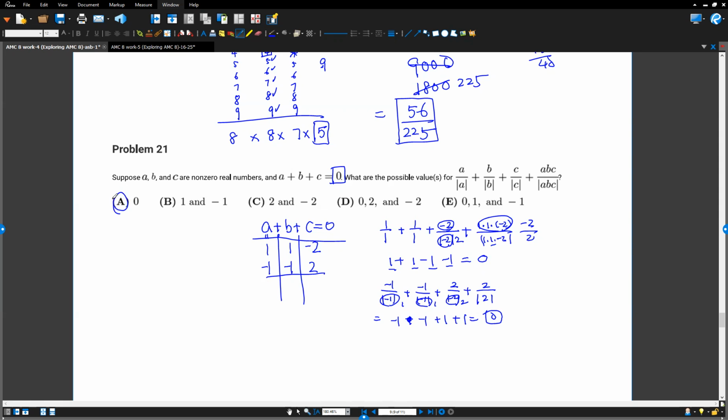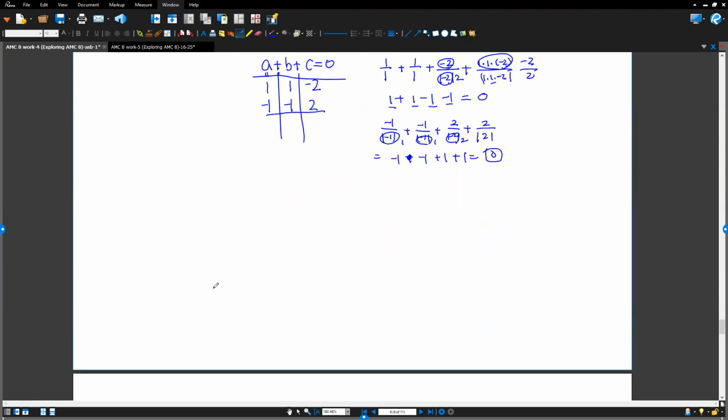Is it okay? You can plug in numbers. For any numbers A, B, they will always give the same answer. If they have a different result, then the question is wrong. That's number 21, okay?